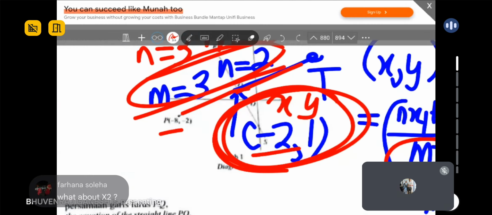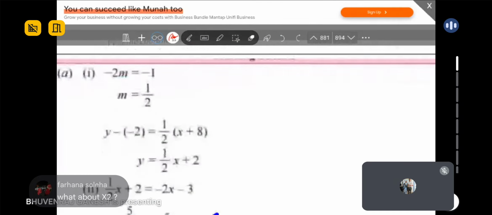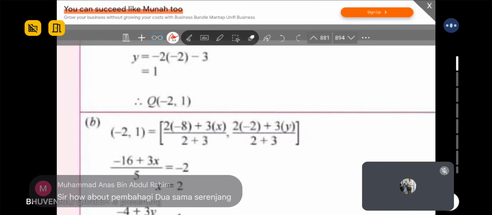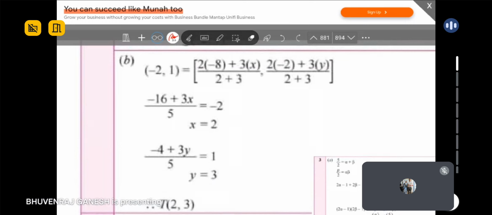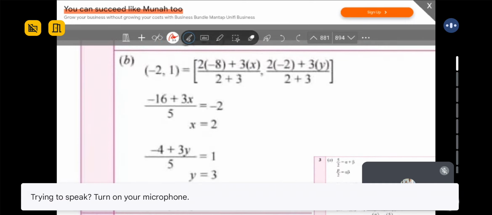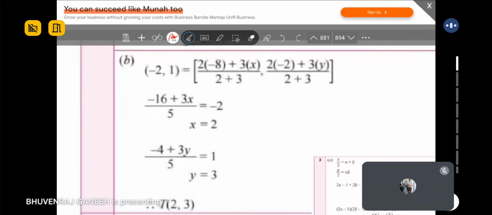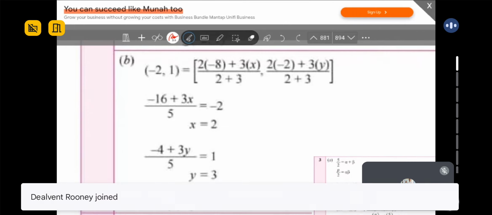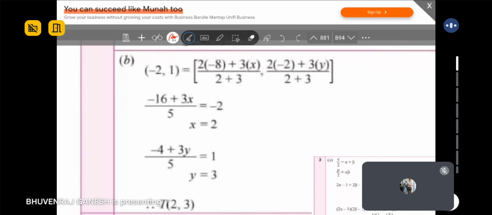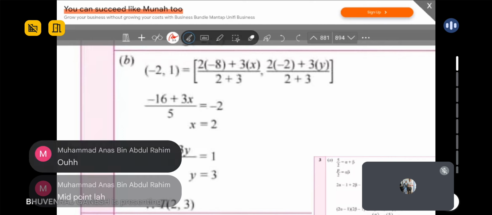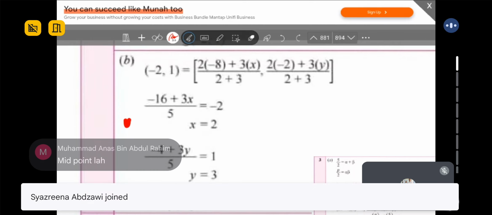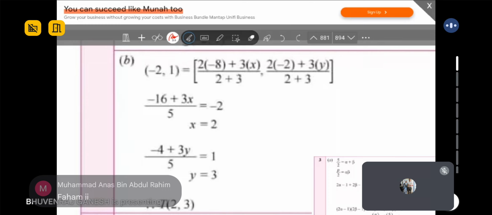Alright? So, betul lah kamu saja aplikasikan rumus. You just apply the formula, then you will get the answer. Okay? So, ini jawapan dia. This is the answer. So final answer you will get T is 2, 3. Okay? How about pembahagi 2 sama serenjang? Itu adalah titik tengah, Anas. Sebab dia bahagi kepada dua-dua panjang yang sama. So, kamu guna rumus titik tengah lah. Yang ni tak sama dia bahagi. Yes, midpoint. Correct.